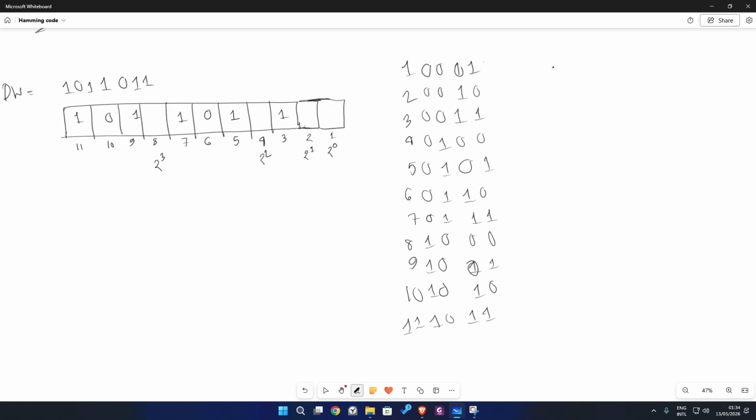So let us consider the ones from the first row. So for the P1 we will take the first one, so it will go to the 1, then the third one, because in this position the third one comes, then the fifth one, then the seventh one, then the ninth one, and finally the 11th one.